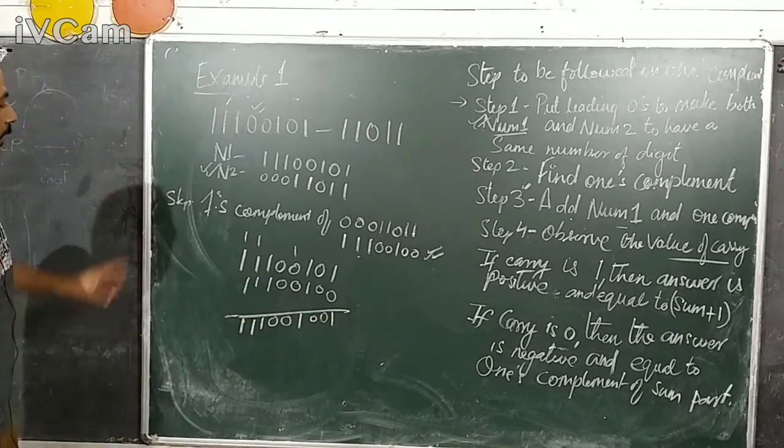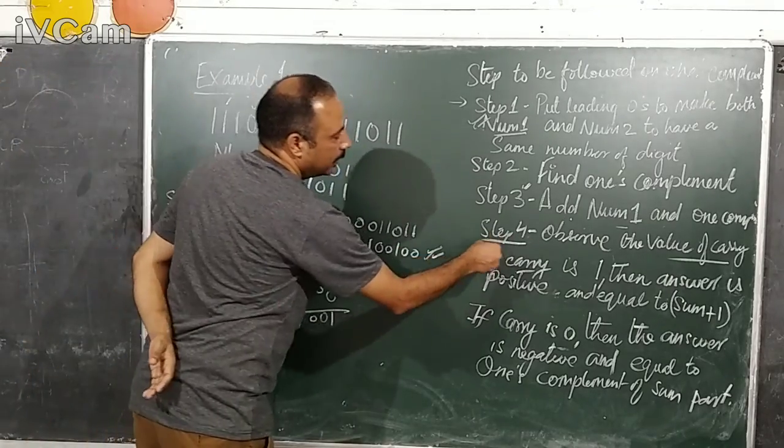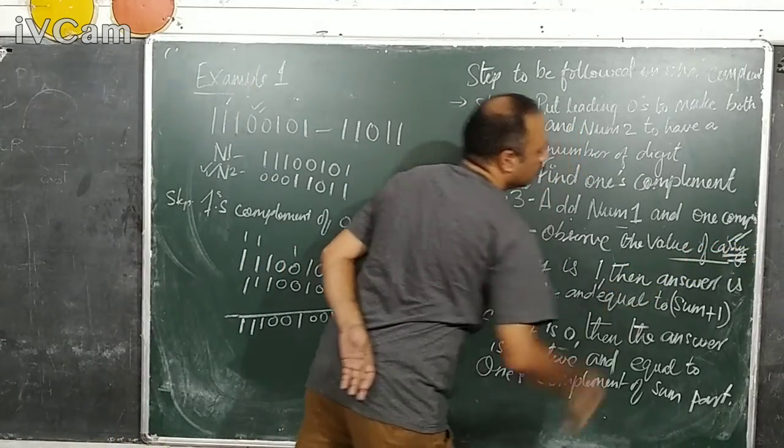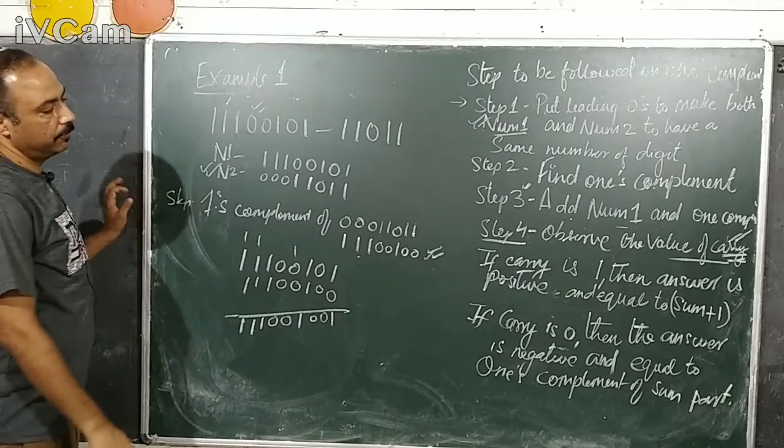Now, how to find the answer? The fourth step is that you have to observe the carry. Carry is very important to find the answer. To get the final answer, we have to observe the carry.